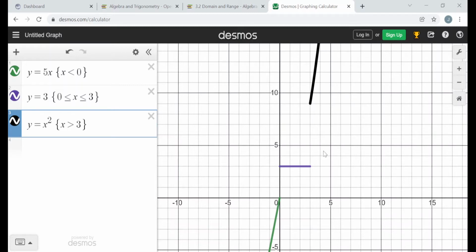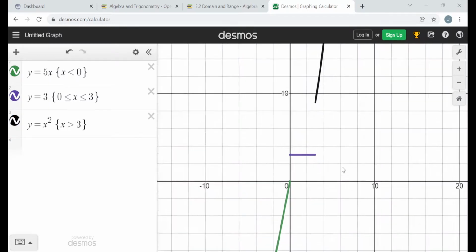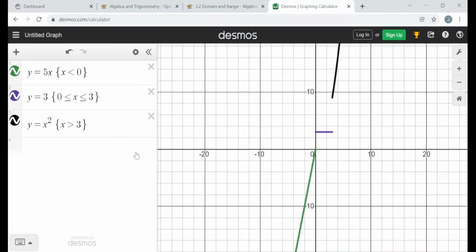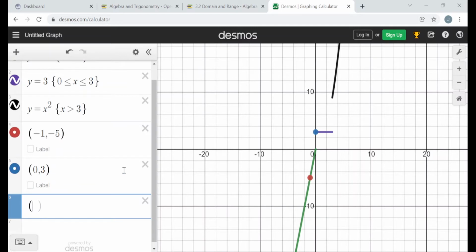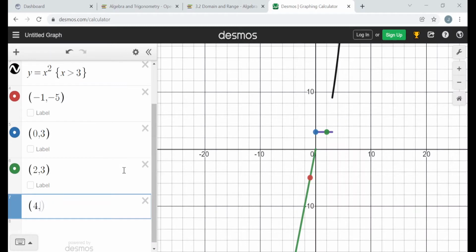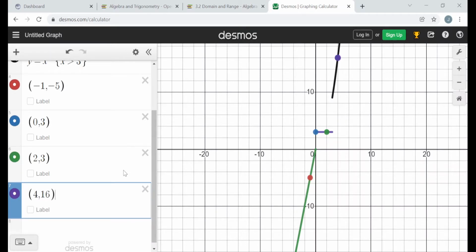I hope that's clear after all these examples. Okay, now let me just plot the points that we said would be there, right? Well, we plugged in -1. There should be the point (-1, -5). There it is. It's on that first piece. There should be the point (0, 3), right? We saw that already. It's on the second piece there. There should be the point (2, 3) on the second piece, right? You see it there. And there should be the point (4, 16) on that third piece, and you see it there. And it looks good. Excellent.